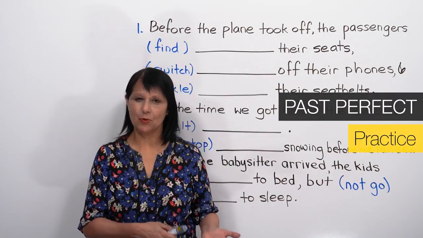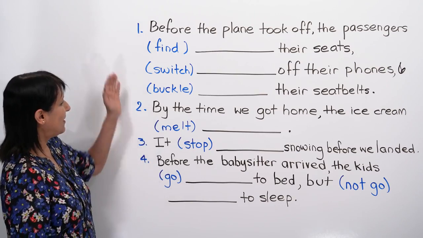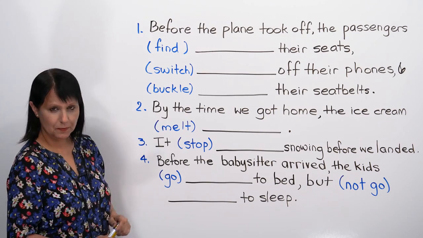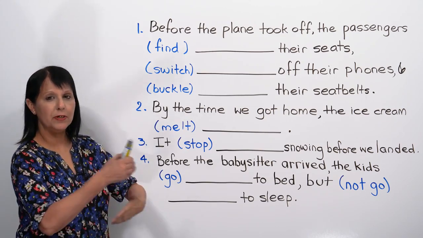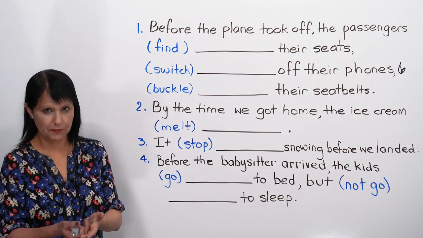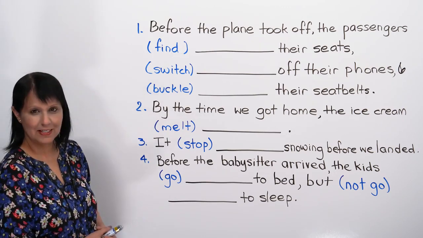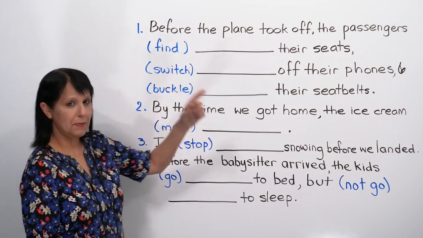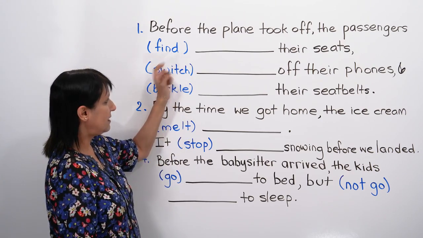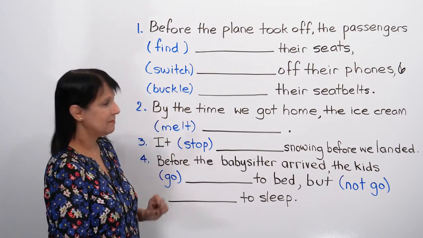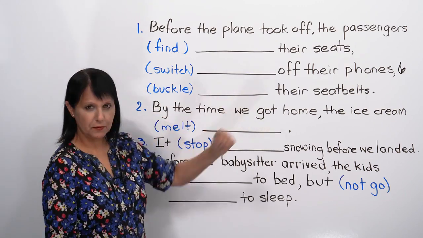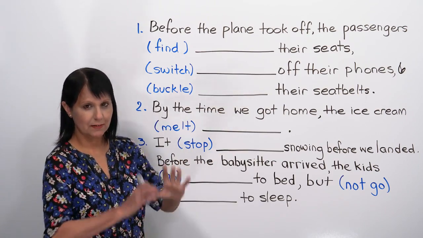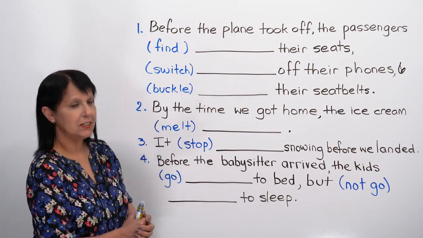Now let's practice what we've learned. So I have 4 sentences on the board, and whatever is written in blue, the verbs that are written in blue, you're going to change those into the past perfect tense. All right? So let's begin. Before the plane took off, the passengers find their seats, switch off their phones, and buckle their seatbelts. Okay? That's what it says right now, but we're going to change it.